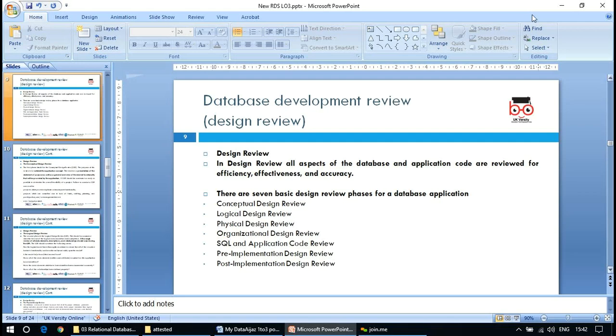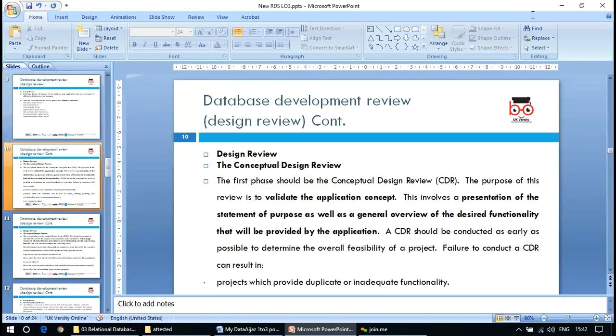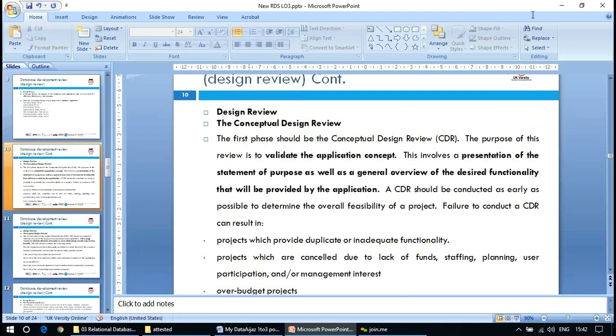Yeah. So let us see how they have been explained. So in the conceptual design review, it validates the application concept. Yes. What it does, it designs at the conceptual level, it validates the application concept. It involves a presentation of the statement of the purpose as well as a general overview of the desired functionality that will be provided by the application.